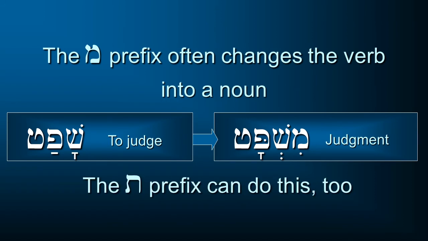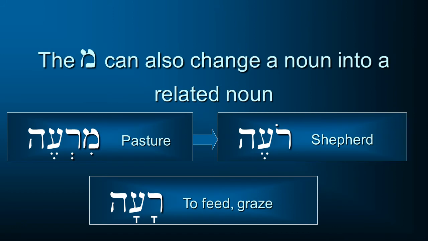The tau prefix can do this as well. So the mem prefix and the tau prefix, when you see them, now, the tau prefix might indicate something else. We'll see that later, especially if it's got a hith in front of it. That's actually going to be a stem change, but we're getting ahead of ourselves. Now the mem can also change a noun into a related noun.